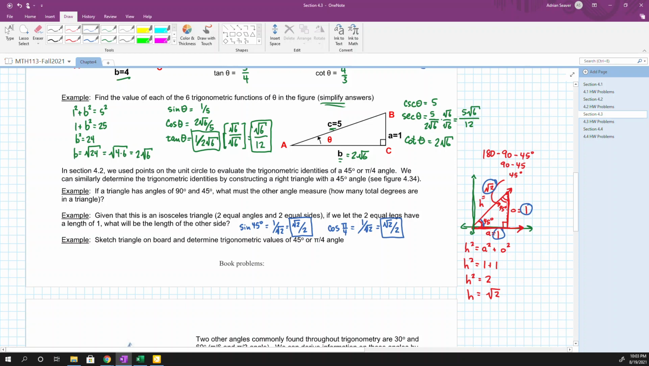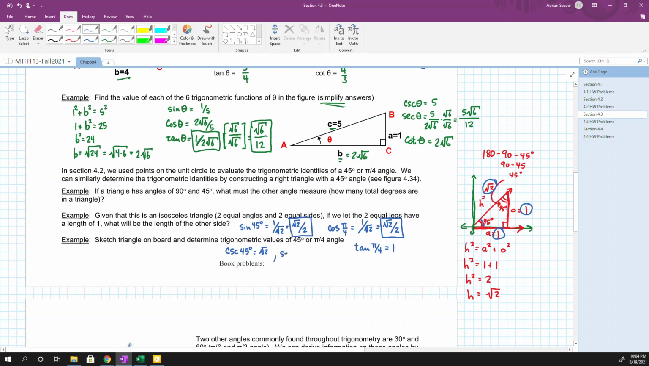So finally, we come in here to tangent of pi over 4, and we're going to do the same thing. We'll say opposite over adjacent, and we find out that is 1. Okay, so we know the sine, cosine, tangent. We can relatively quickly find the cosecant of a 45-degree angle. We're going to take this 1 over square root of 2 and flip it. So it's going to be square root of 2.